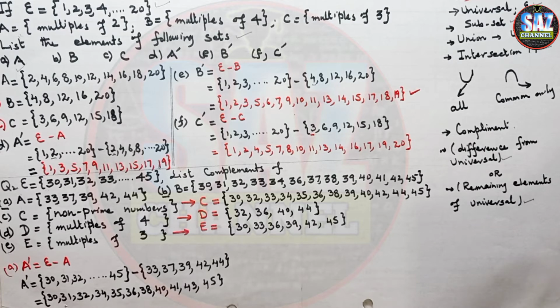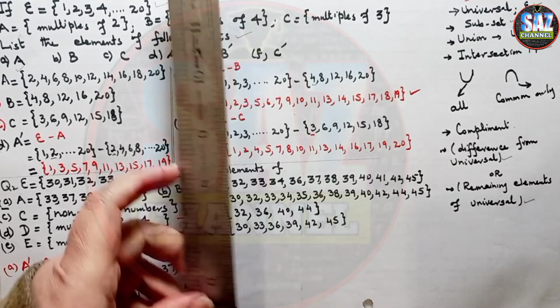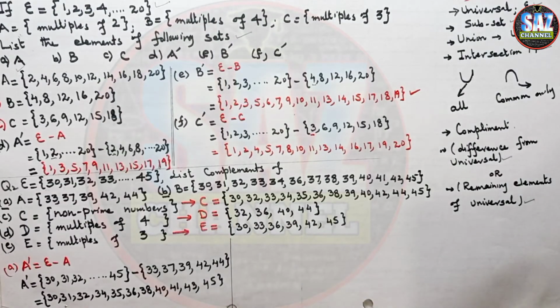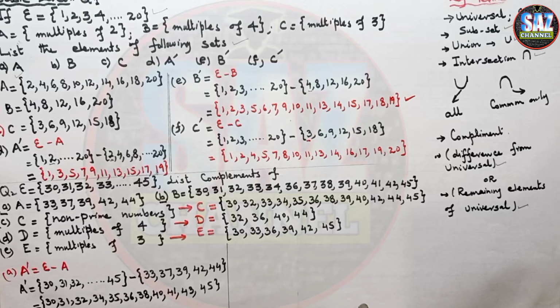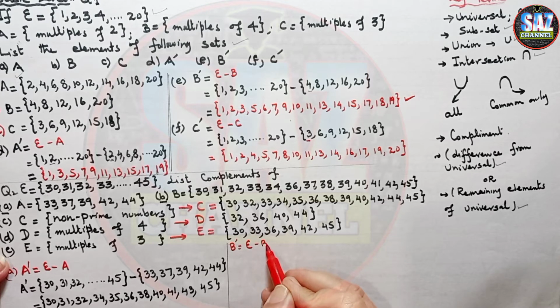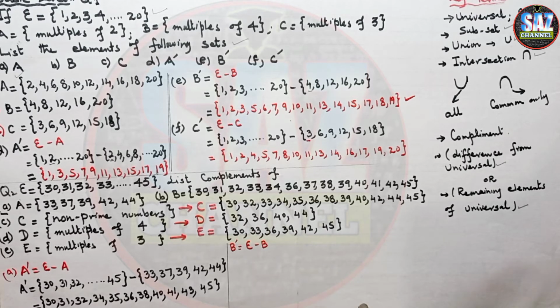Now let's quickly move to B complement. Okay, let me draw the line here. Okay, and B complement will be equal to universal minus B. Formula for the B complement is universal minus B. Okay, it's always good to write down the formula because that helps the examiner to understand your working.